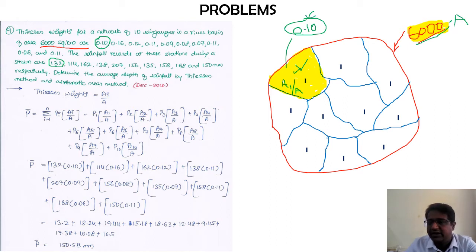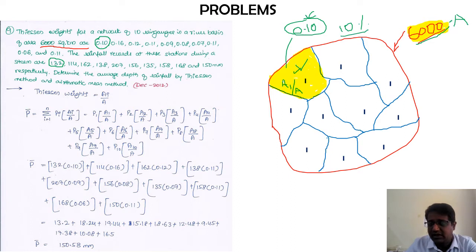So what does 0.1 indicate? It is nothing but the ratio of A1, the effective area of that rain gauge station, divided by the total area. One more thing I can tell you is that this ratio of 0.1 means this station has 10% of the total area.